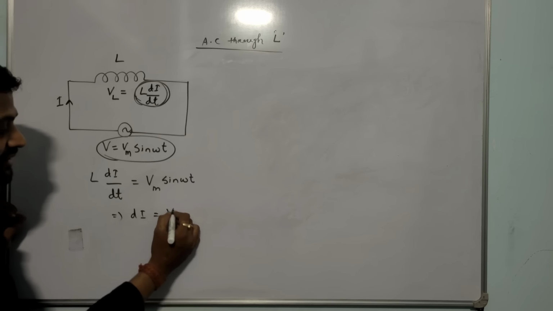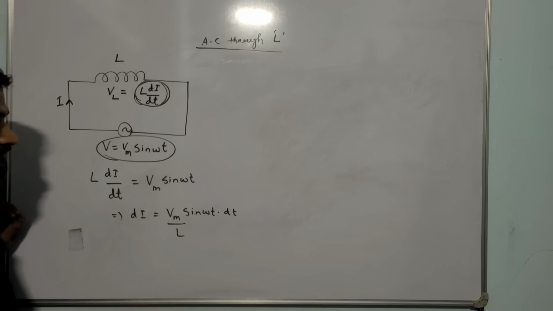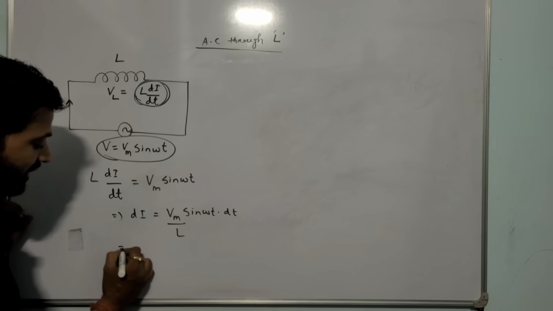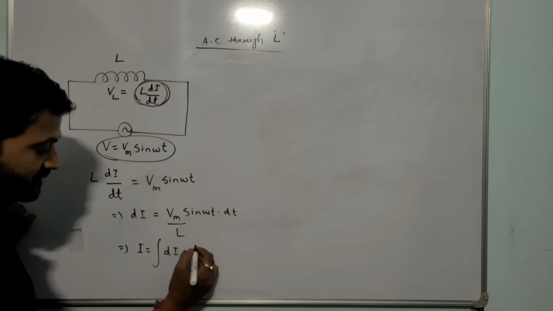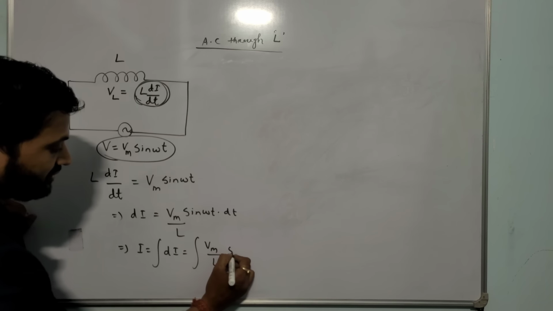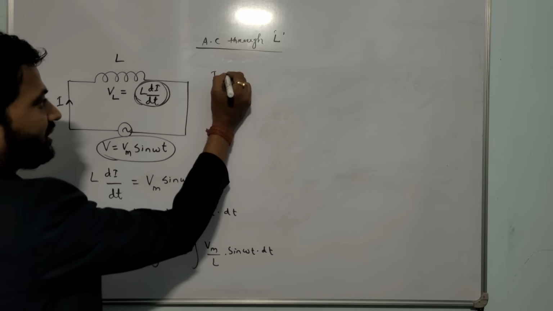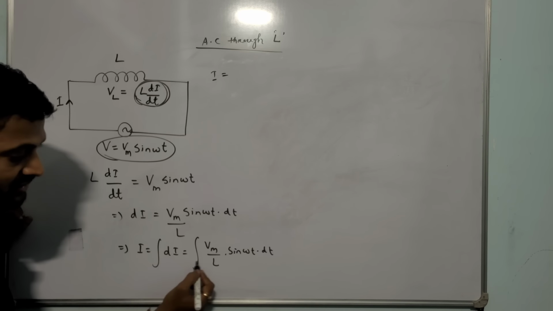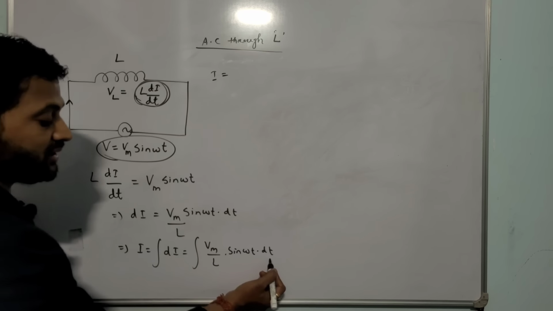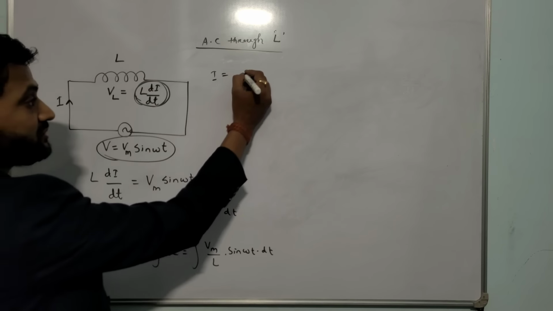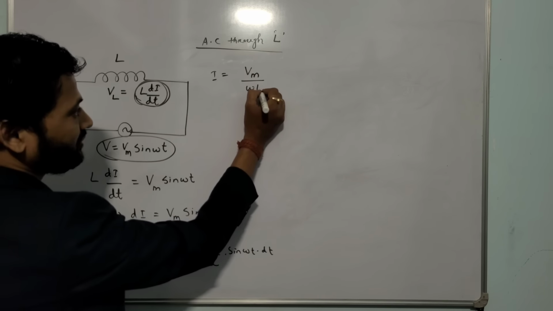You have to integrate. What is di? Vm sin omega t into dt upon L. Yes or no? If I want to find out I, then I have to integrate the current di. Vm by L is the constant, sin omega t into dt. The integration of sin omega t into dt is minus of cos omega t by omega, meaning it will be Vm upon omega L.